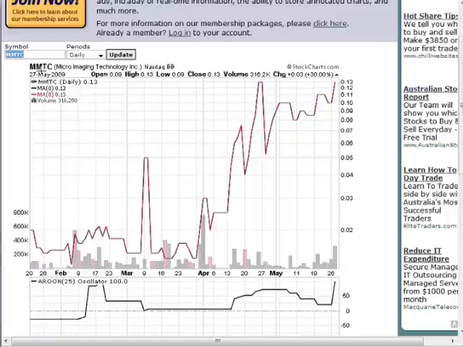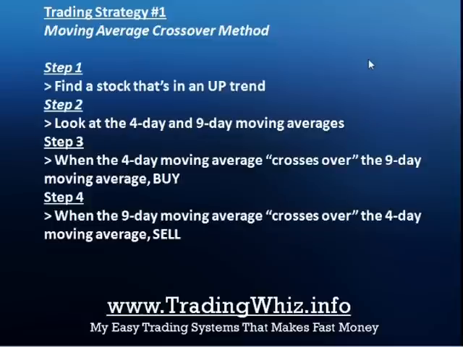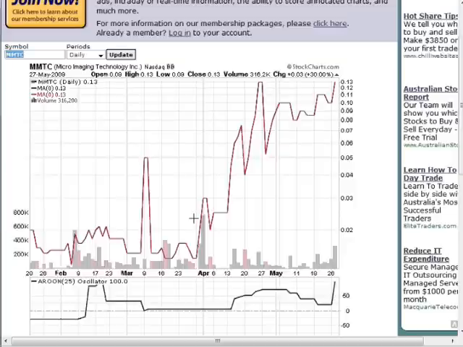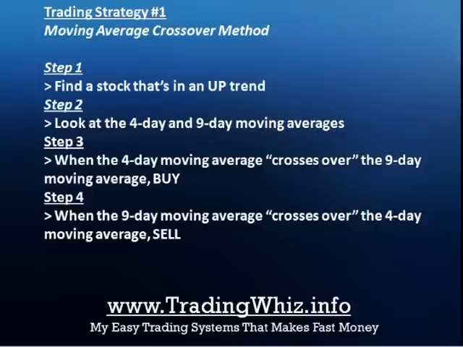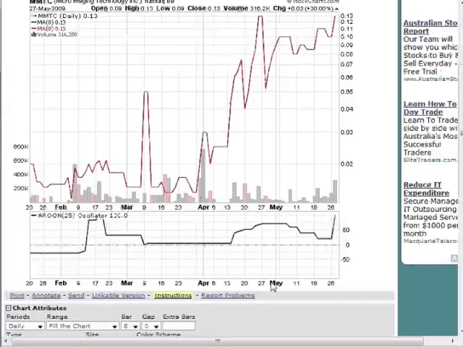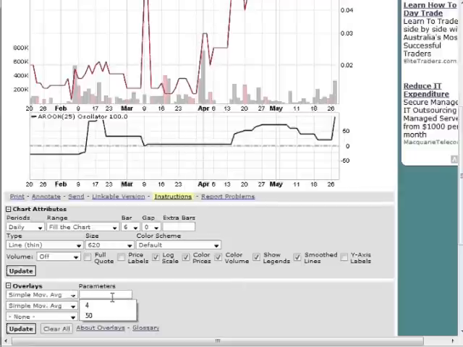This is a stock, the ticker symbol is MMTC if you want to follow along. Now let's look at our steps again. Basically, step 1 is find a stock that's in an uptrend. So this is definitely a stock that's in an uptrend. Then we want to look at the 4 and 9 day moving averages. So let's look at the 4 and the 9 day moving averages. We'll update that.